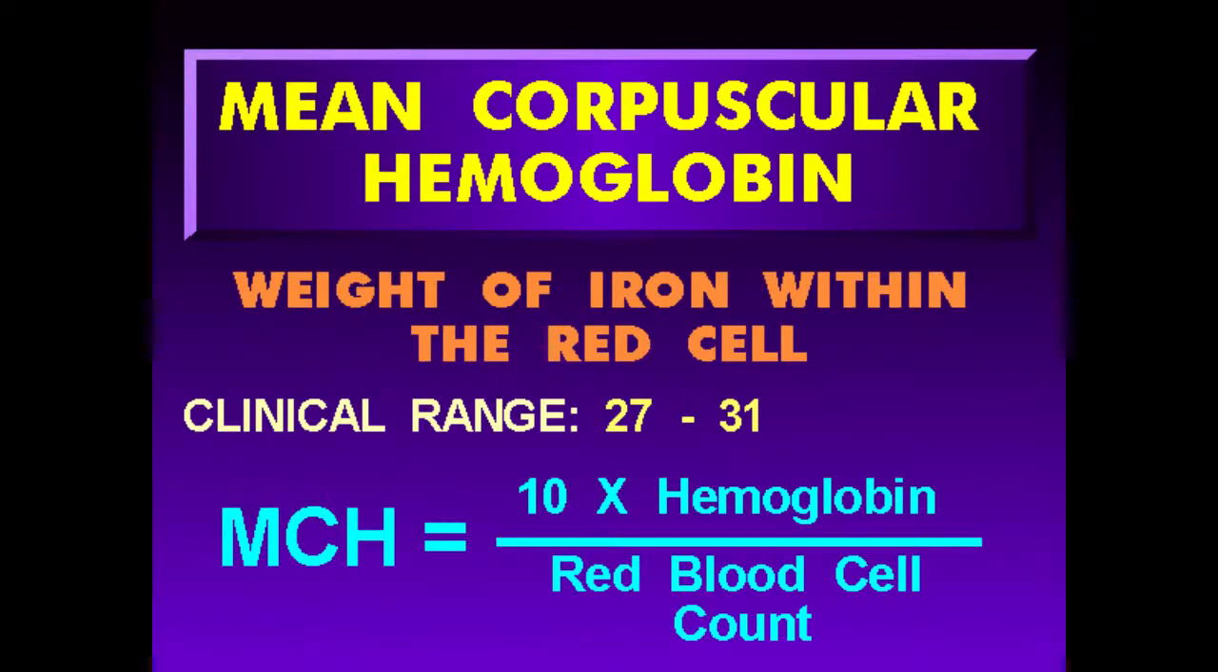Although the calculations of the MCH, the MCHC, and the MCV are usually made and provided to you by your reference laboratory, I have provided you with the formulas so you will be cognizant of how they are calculated. The mean corpuscular hemoglobin, or MCH, reveals the weight of the iron in the red cells. You can see the formula is the hemoglobin multiplied by 10 and then divided by the red blood cell count.